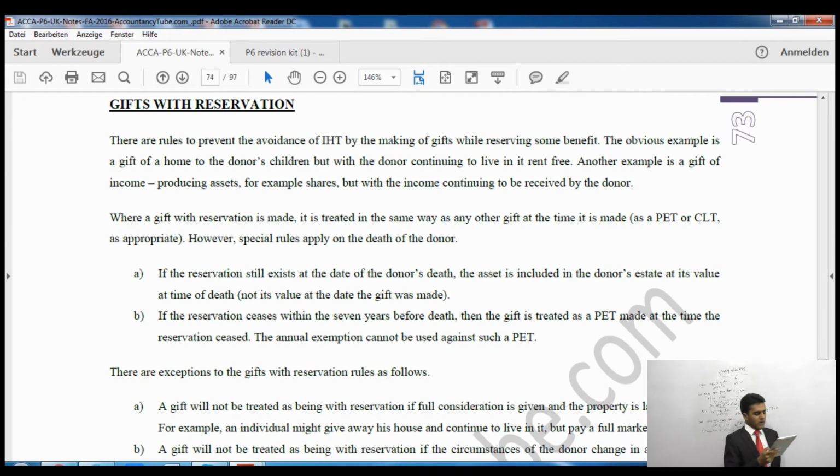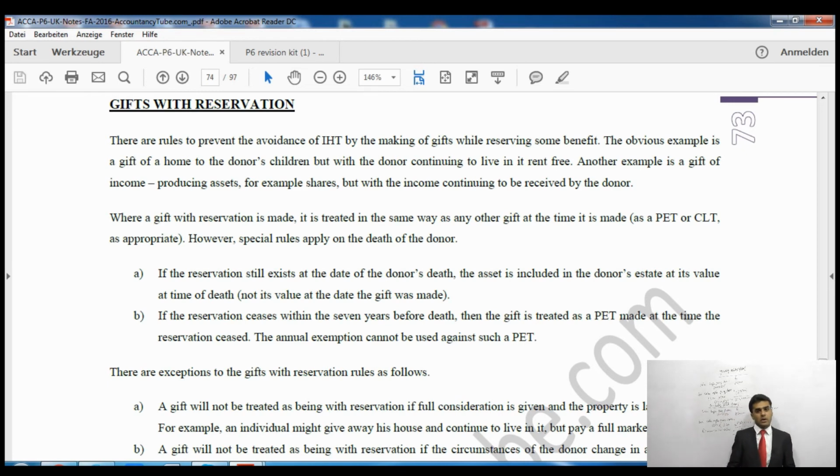Right, on page number 73 it says gift with reservation. That is our last topic of this lecture. So I told you earlier as well, gift with reservation means that if I have made a gift but I still continue to live in that property, although I have made the gift to my son but I continue to live in my property, that is called a gift with reservation.